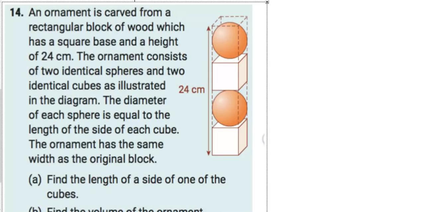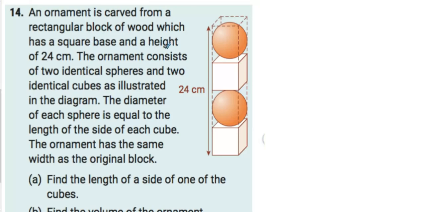An ornament is carved from a rectangular block of wood, which has a square base. So originally it's a square block of wood. Everybody got that? Or a box-shaped wood, yeah? And what happens is you cut two spheres out of it. So the ornament consists of two identical spheres and two identical cubes, as illustrated. Now remember, cube means length, width, and height are the same. The diameter of each sphere is equal to the length of the side of each cube. So find the length of one side of the cubes.